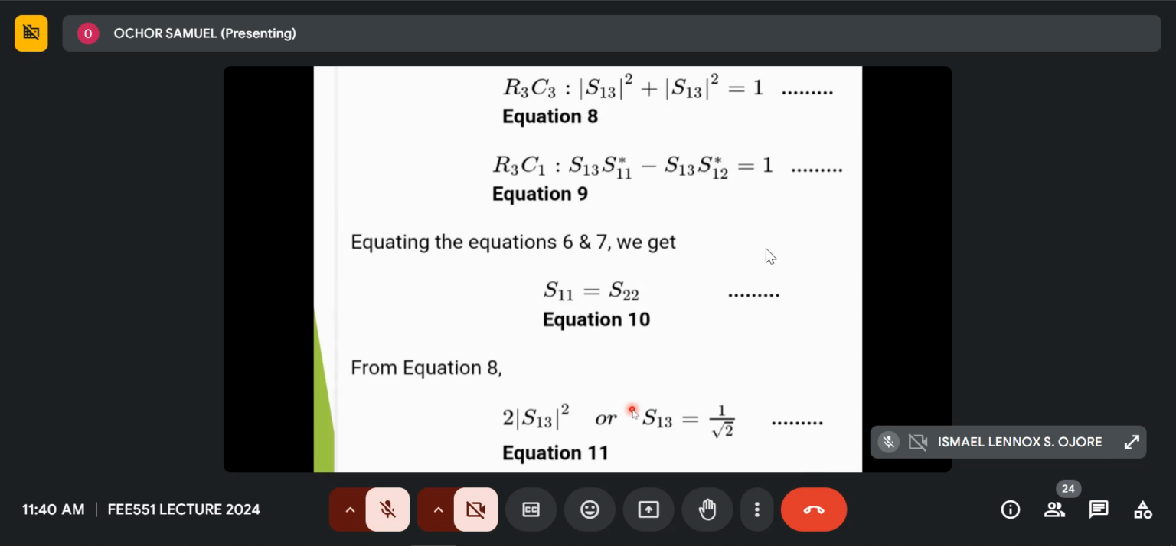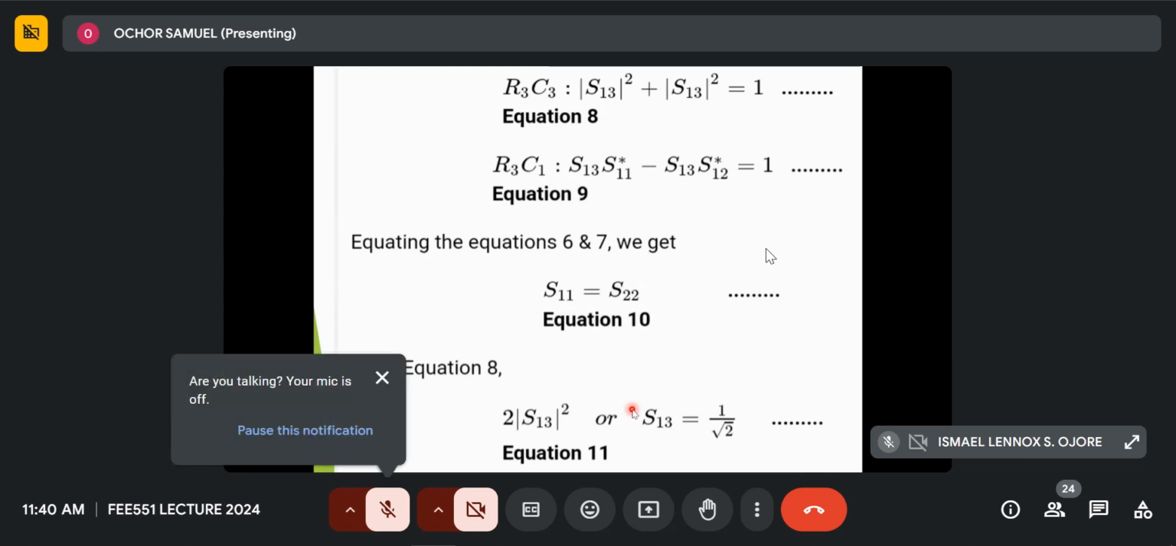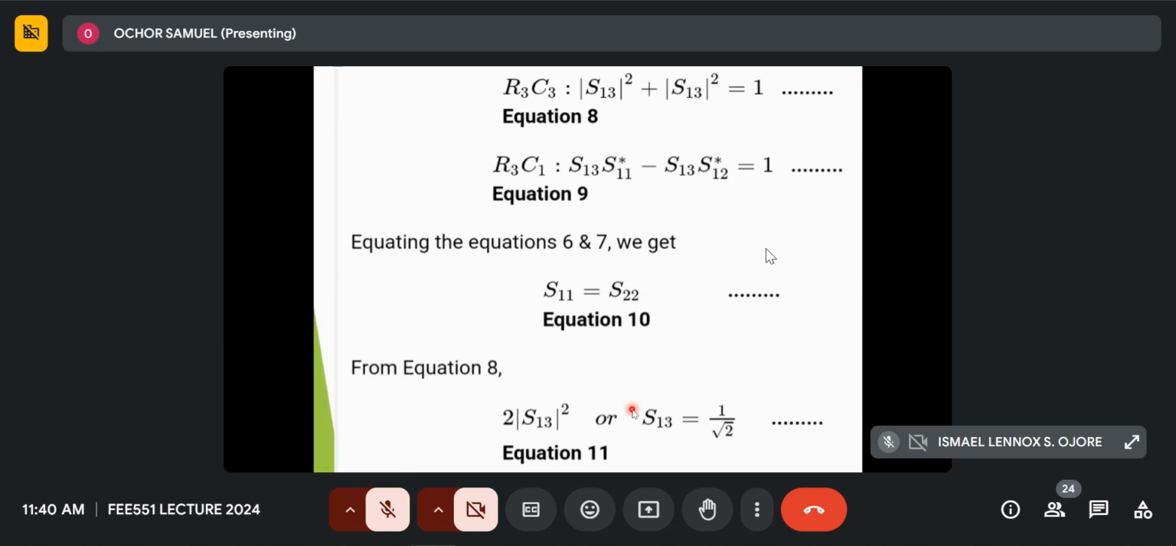Which is giving unity, and you can see twice the magnitude of S13 squared is the one that is going to give unity. So to work out S13, you get 1 over root 2 because you have to divide by 2 and then get the square root. So up to there we have gotten the exact value of S13, which is 1 over root 2. Next.